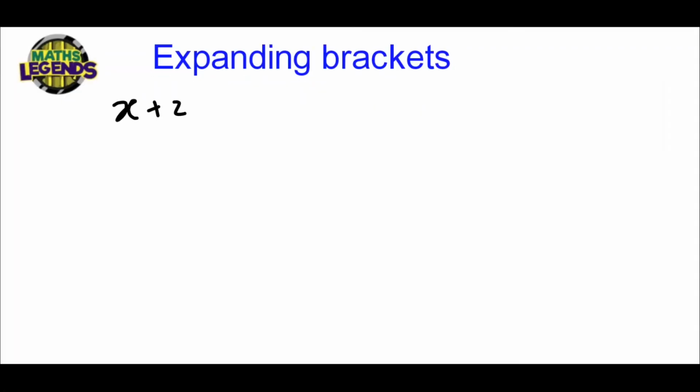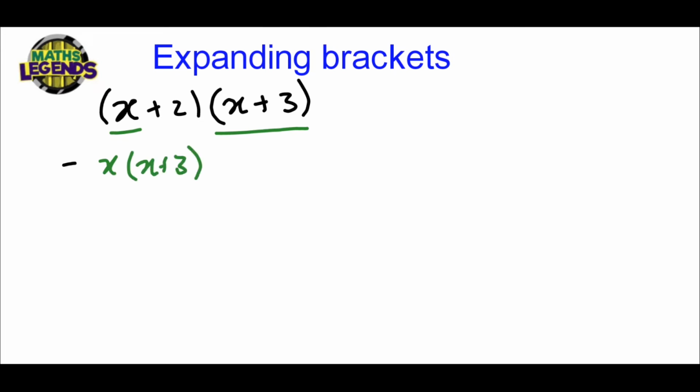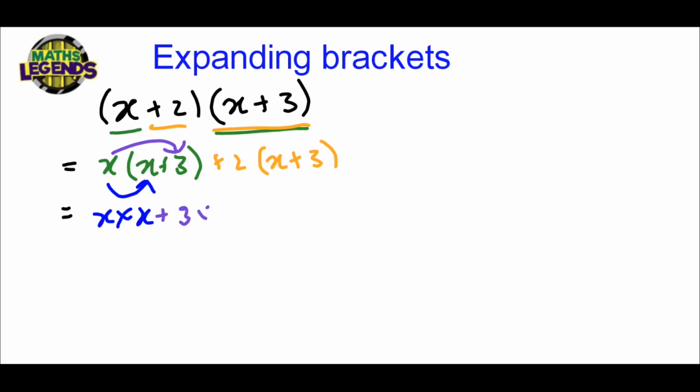x plus 2 bracket x plus 3. Now here again we're going to multiply the x with the whole of the second bracket, so that becomes x times x plus 3. Then we multiply the second term, plus 2, with the whole of the second bracket. This becomes plus 2 times x plus 3. We then expand to get rid of the bracket again in the first case, so x times x, and then x times 3. So x times x plus 3 times x.